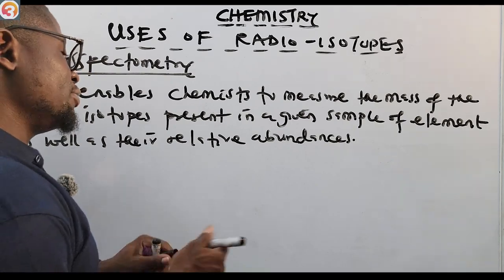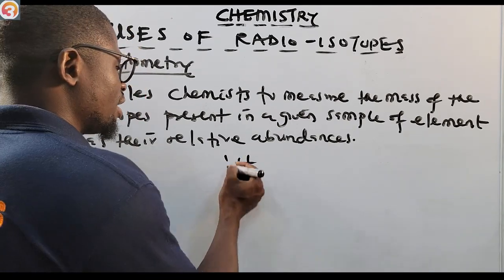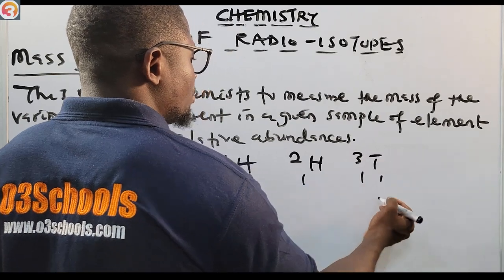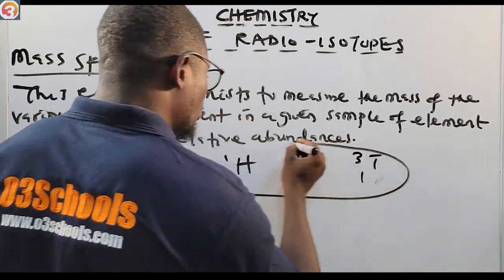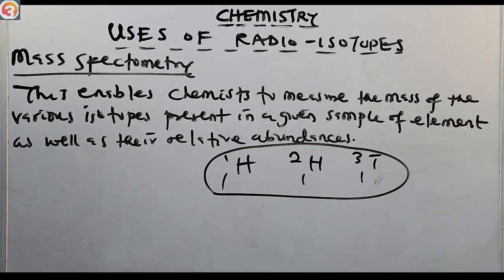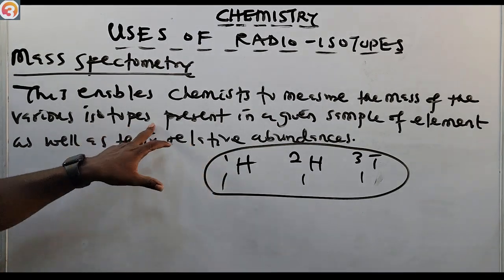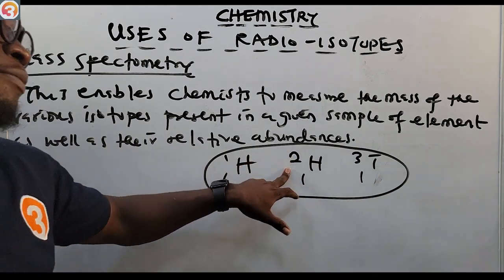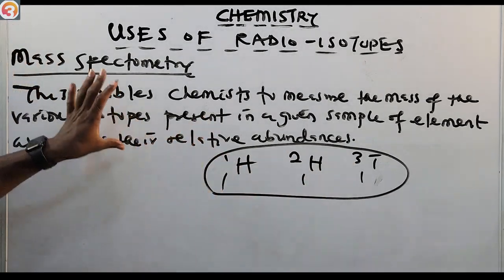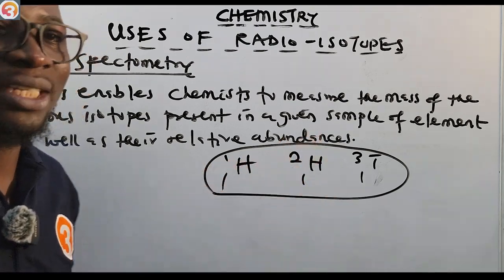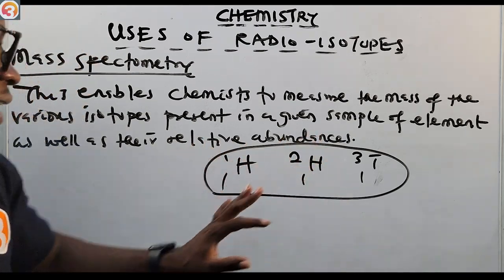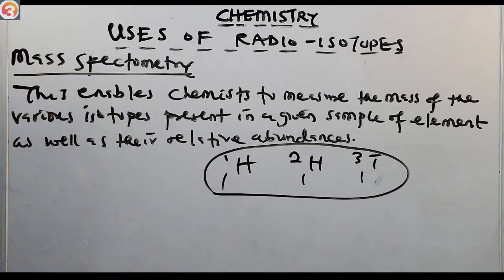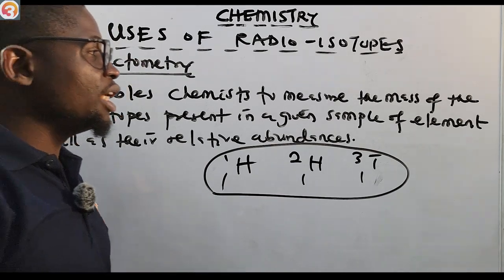For example, when we say hydrogen has three isotopes, the proton, the deuterium, and the tritium, mass spectrometry enables chemists to measure the mass of the various isotopes. This one has a mass number of 1, this one a mass number of 2. How did they determine it? Mass spectrometry enables chemists to measure these masses present in a given sample of elements, as well as their relative abundances. So these are the uses of radioisotopes.